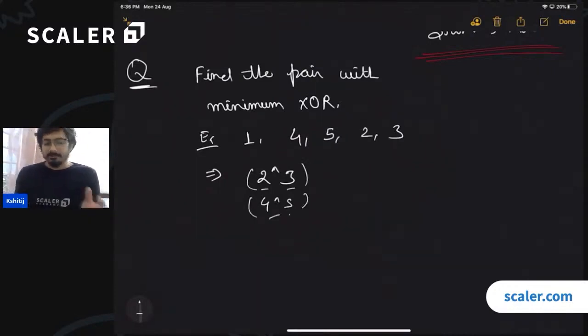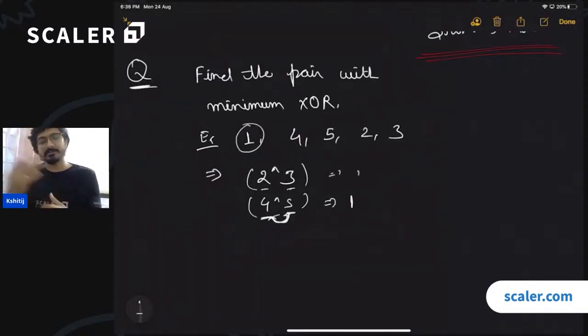Minimum elements give the minimum XOR. Is that the case here? You can have the XOR of even the maximum elements also be minimum, right? XOR of 5 and 4 is also 1, XOR of 2 and 3 is also 1. But the minimum element here is 1, and 1 is not giving the minimum XOR with any of the elements, right?